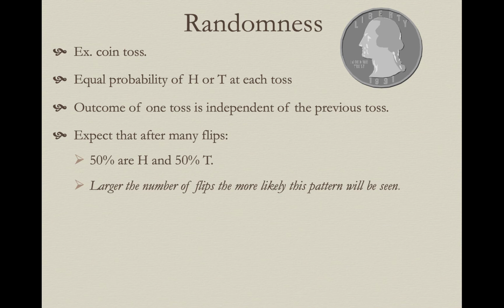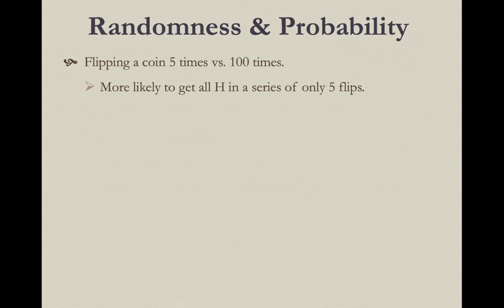But you also can expect that if you flip the coin lots of times, where you'll get a representative sample, you should get about 50% heads and 50% tails. And that's the key. The larger the number of flips, the more likely you are to see a 50-50 ratio. The smaller your sample, the fewer flips you have, the more likely you're to get some deviations from the 50-50 expectation. So, let's say you flip a coin 5 times versus 100 times.